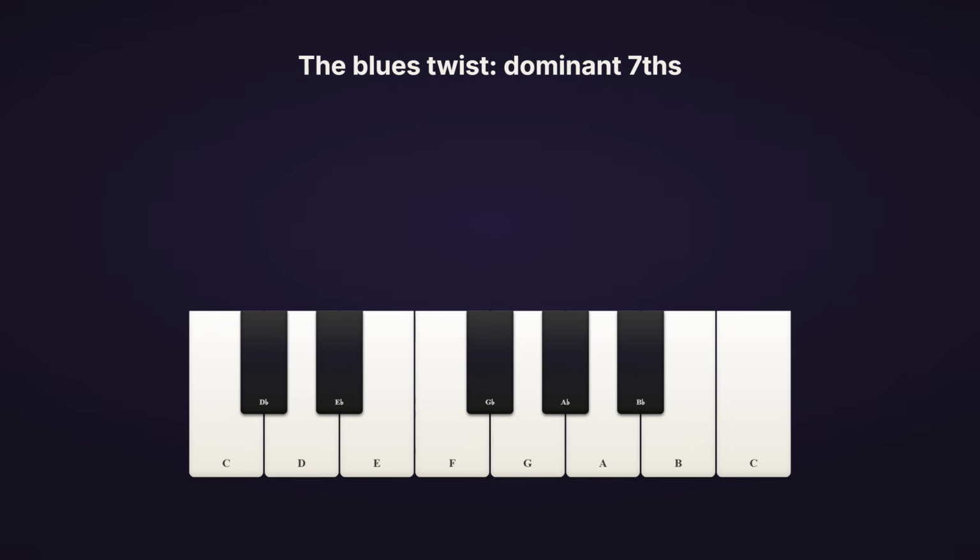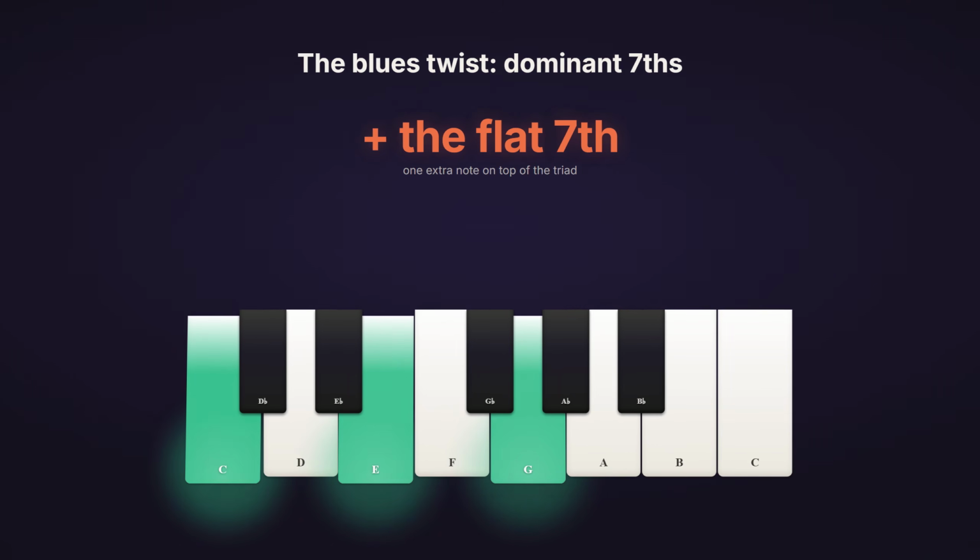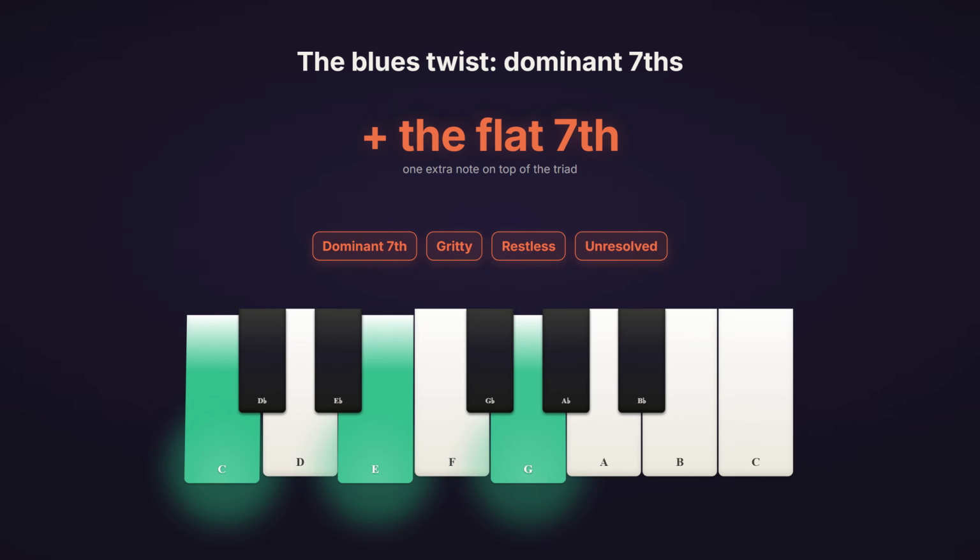Here is the twist that makes it sound like the blues and not just a nursery rhyme. The blues takes those plain triads and adds 1 more note to each, the flat 7th. Stacking that note on top turns an ordinary chord into a dominant 7th chord, and dominant 7ths have a gritty, restless, slightly unresolved color that is the whole flavor of the blues.